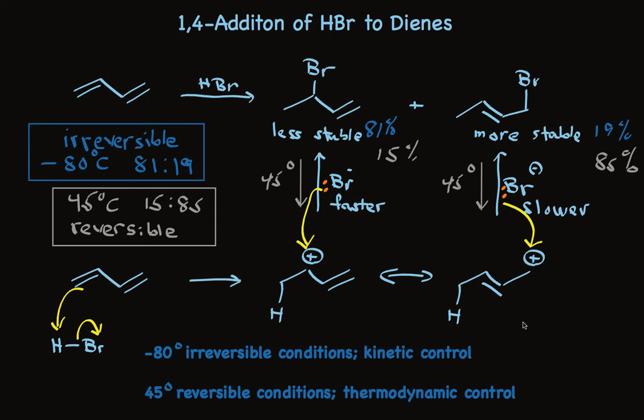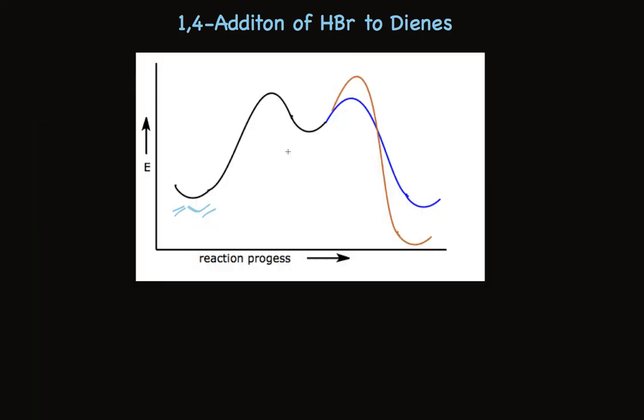This can be nicely summarized in an energy diagram. The butadiene is protonated to make an allylic carbocation. And the activation energy to form the less stable 1,2 product is smaller, while the activation energy to form the more stable product is greater. So it's formed more slowly, but under reversible conditions, eventually the more stable product will predominate.